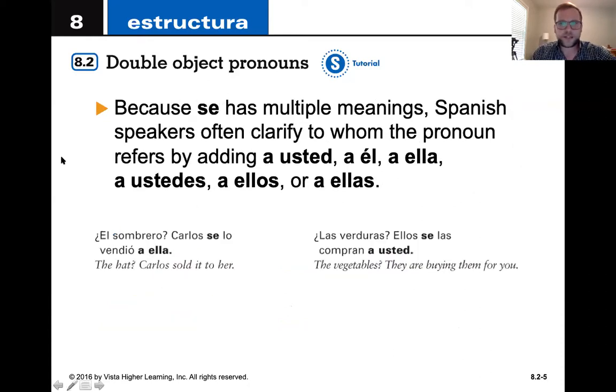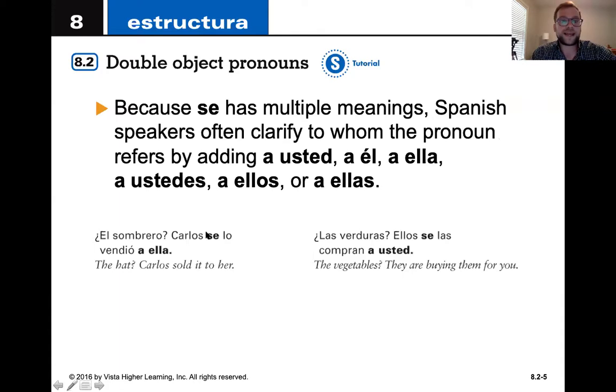Okay, muy bien. Now, because se has multiple meanings, Spanish speakers often clarify to whom the pronoun refers by adding a él, a ella, a usted, a ustedes, a ellos, a ellas. Now, we've seen this before. It's time and time again. And this is just because we have three different persons that it could belong to, right? For each. Usted, él, ella, ustedes, ellos, ellas, ¿no? Son tres personas en cada grupo, okay? So, that's why you'll see them use not only a direct and an indirect object pronoun together, but they'll also include sometimes the long form of the indirect object, okay? And that's what it means by clarifying. You're just adding the indirect object on to your sentence, right?